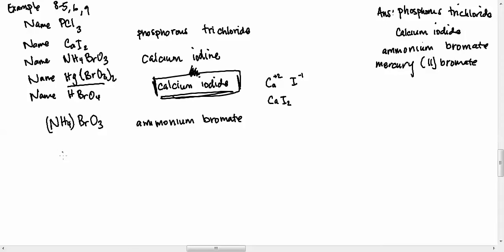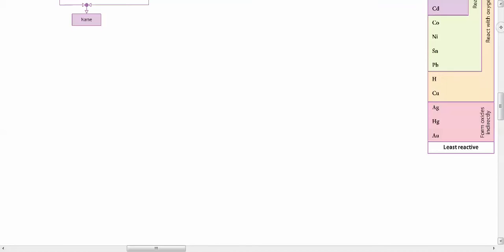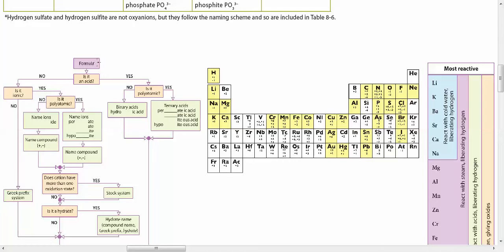So we're going to do HgBrO3. HgBrO3, and there's two BrO3s. Okay, let's go over to this little flow sheet and we'll try to figure out how to name this thing. So here's our naming thing.